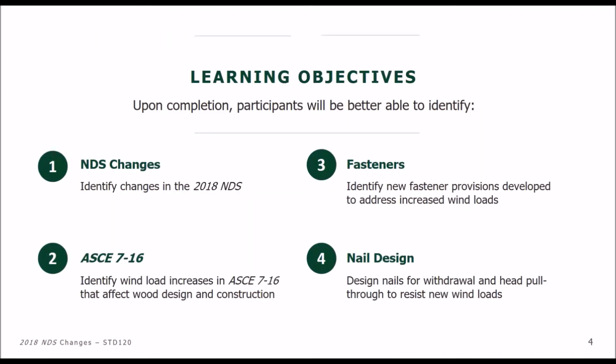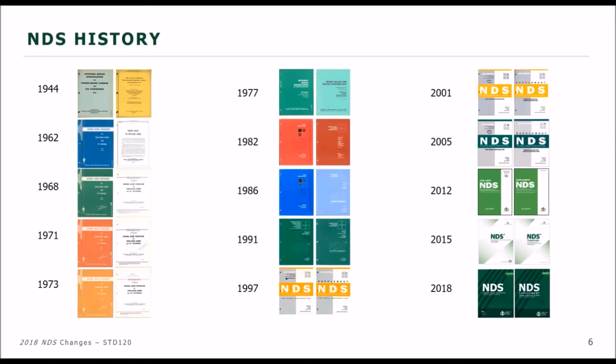This is the course description, and then we have the learning objectives. We'll look at the NDS changes in the 2018 NDS, and we'll also look at some of the impacts of the changes in ASCE 7-16, and more importantly, the fasteners that are used in wood and how the wind loads affect the fastener design and nail design, specifically related to design of nails for withdrawal and head pull through to resist the new wind loads.